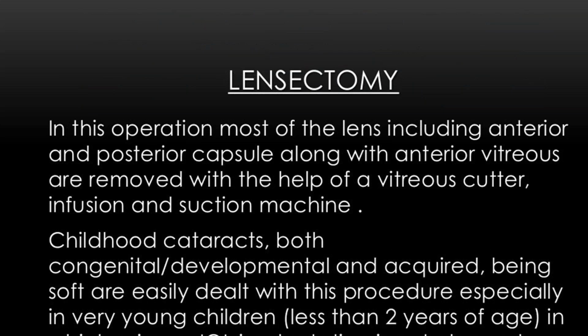So now lensectomy. In this operation, most of the lens, including the anterior and the posterior capsule, along with the anterior vitreous, is removed with the help of a vitreous cutter, infusion, and a suction machine. So in childhood cataract, both congenital and developmental, and acquired being soft, are easily dealt with in this procedure, especially at a very young age, like children less than 2 years of age.